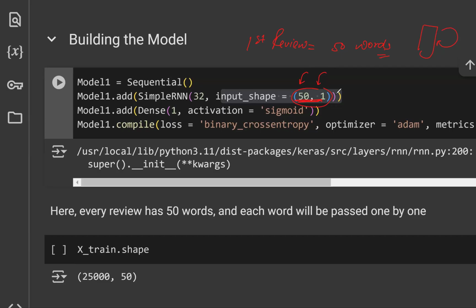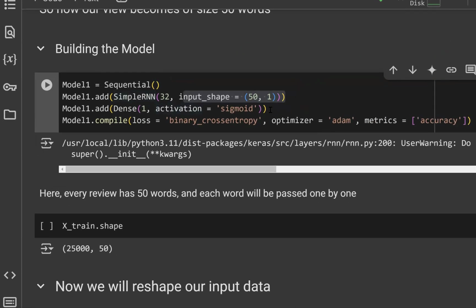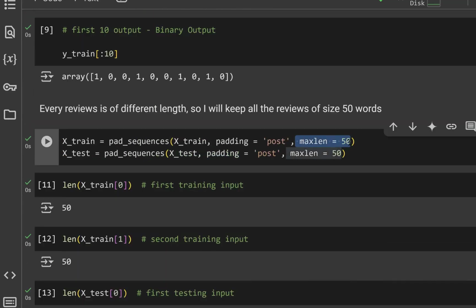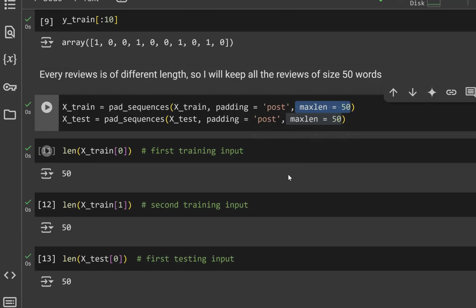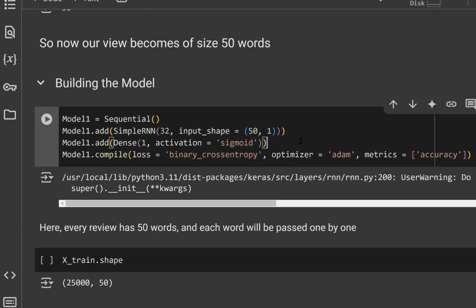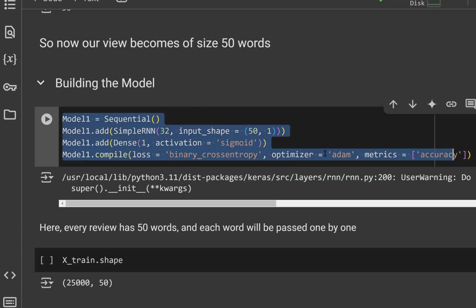For the second review, again, it will take 50 timestamps. For the third review, it will again take 50 timestamps. So word by word of every review will be passed in the training process. That is the meaning of the 50 comma 1 shape. It's 50 because we assume that we need 50 words. We have taken 50 words. We don't have anything extra than this. If we take 30 words, then 30 word steps you're going to pass for every review. That is the meaning of it, and the rest of the processes you know already.